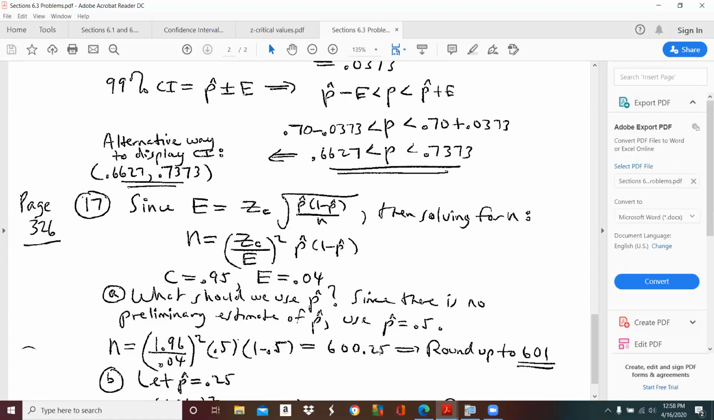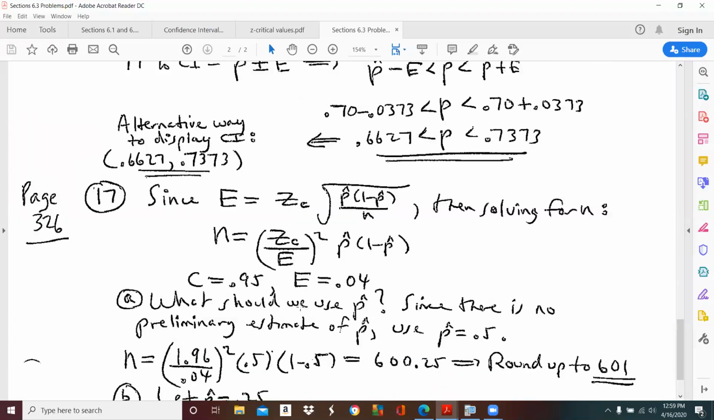600.25. And remember, we're trying to determine a sample size for a survey. How many people are we going to survey? You can't have a quarter of a person unless it's a baby or something. That might be a quarter of a person, but a baby can't answer any questions. So we're going to round this up to the next whole number, 601 people. That's the minimum number of people that we would need to survey to meet the conditions that our confidence interval is a 95% confidence interval, and that our margin of error is 0.04.